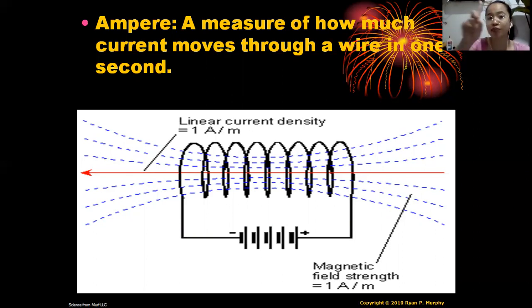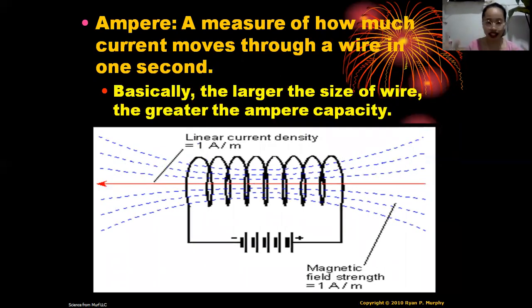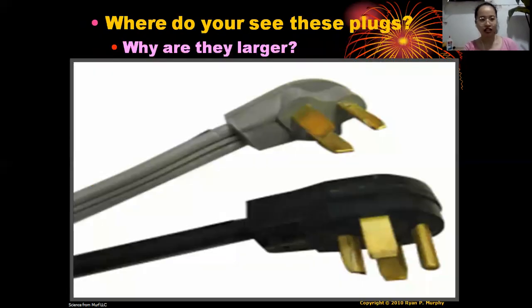And the relationship between the voltage and the current is directly proportional. The more voltage it has, the more current will flow. Okay, again, the relationship between the voltage and the current is directly proportional. Remember that one, grade 8? Okay, basically, the larger the size of wire, the greater the current capacity or the greater the ampere capacity.